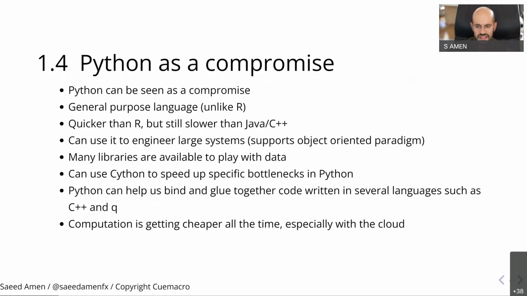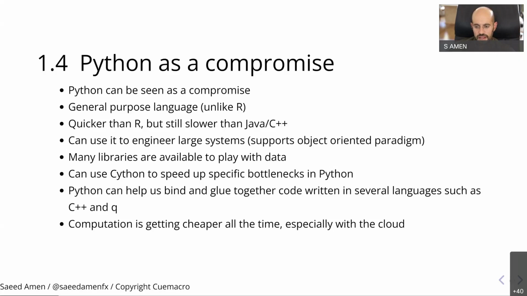So essentially, you can think of Python as a bit of a compromise. It's a general purpose language, unlike R. It's also quicker than R, but at the same time, admittedly, it's not as fast as something like Java or C++. And you can use it to engineer large systems as well. It supports object-oriented coding. There's lots of libraries available to play with data with Python. We'll talk about some of them later on.